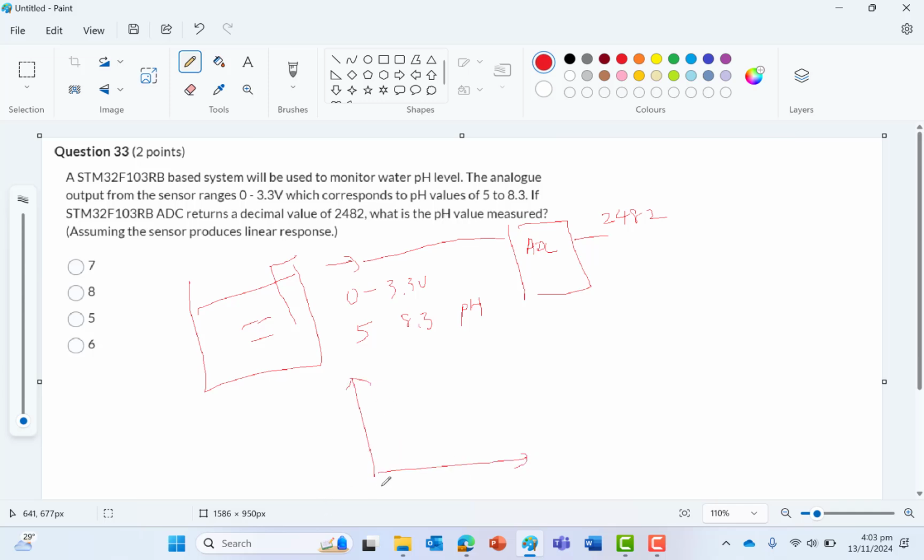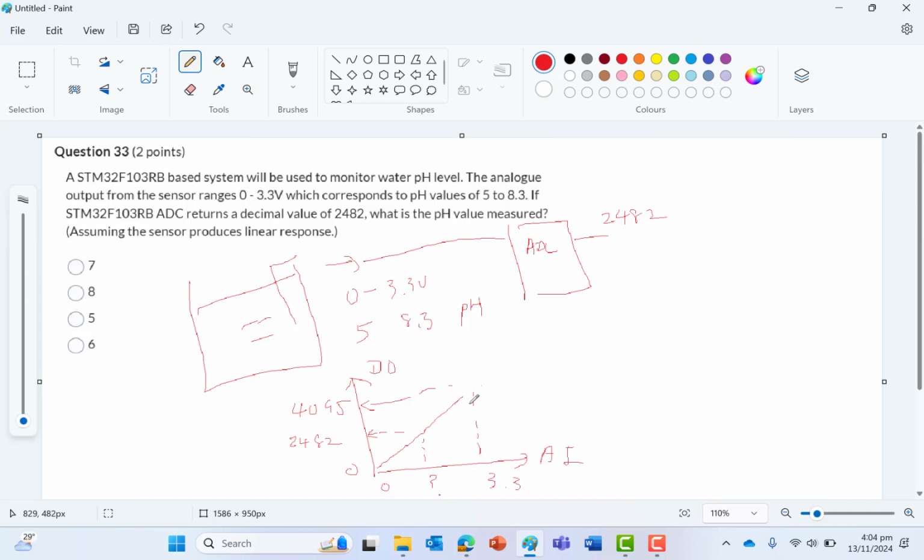Now you remember the previous question I showed you: 0 to 3.3 volt, analog in, and this is the digital out. It's a straight line, so 3.3 volt will convert to 4095, and this is 0. Now I have something that is producing 2482. I want to know what is the analog voltage that is produced here first. That's the first step.